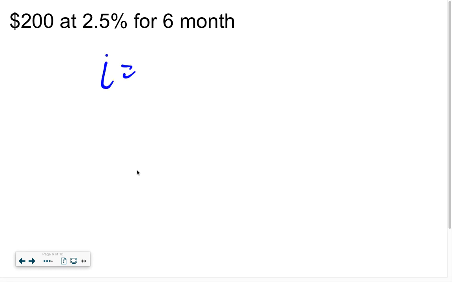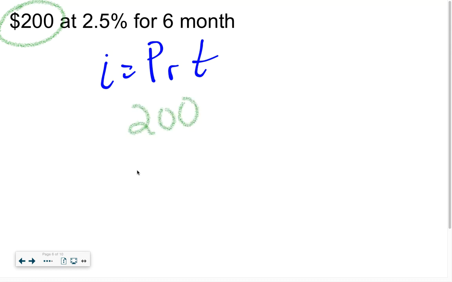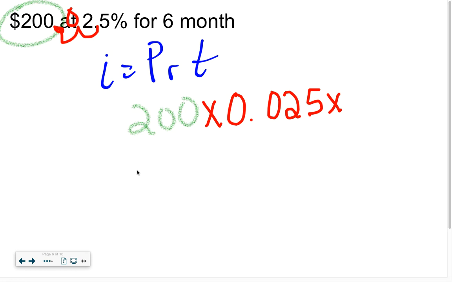So we're going to find the interest. Well, I equals PRT. Great. Here you go. $200 principal. That's what we start with. Your decimal rate, 2.5%. Since there is a decimal, move it 2 times. Add in that 0. So be very careful. It's 0.025 times. Now we've got this time, but it's supposed to be in years.